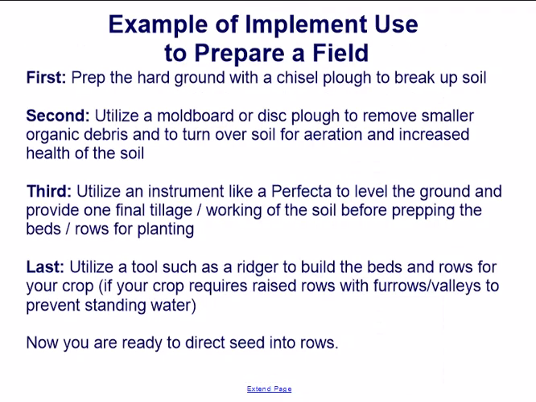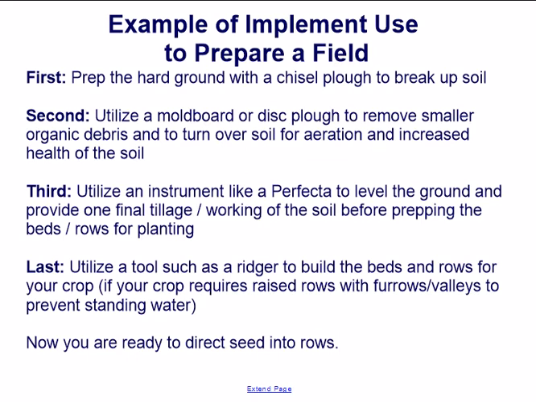Example of implement use to prepare a field. First, prep the hard ground with a chisel plow to break up soil. Second, utilize a mold board or disc plow to remove smaller, organic debris and turn over soil for aeration and increased health of the soil.